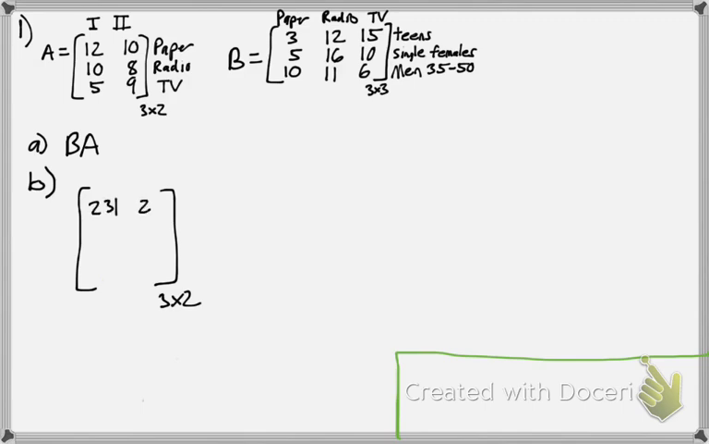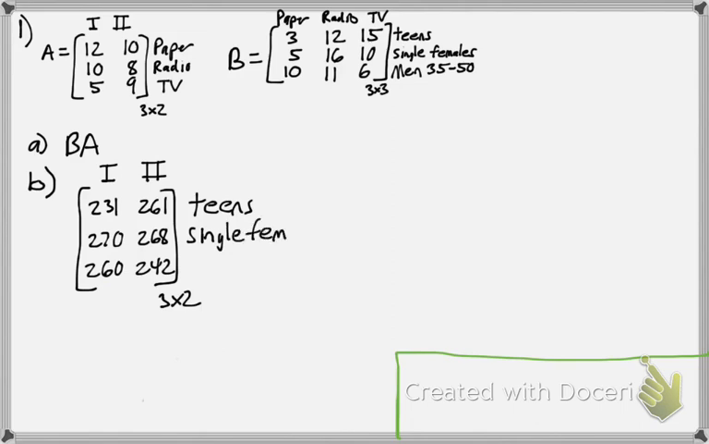231, 261, 270, 268, 260, and 242. And my labels will be 1 and 2, teens, single females, and then men 35 to 50.